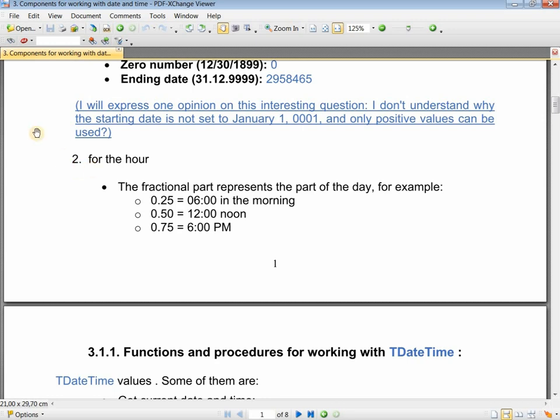About the hour, the fractional value represents the part of the day. For example, 0.25 is 6 in the morning, 0.50 is 12 noon, 0.75 is 6 in the evening, or 6 p.m. That's it for this type in a nutshell.